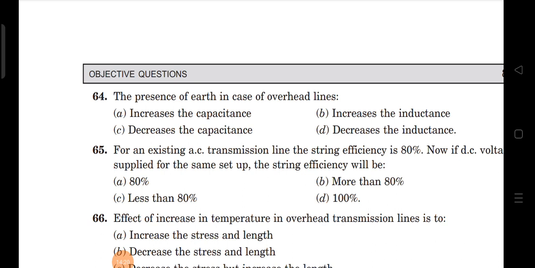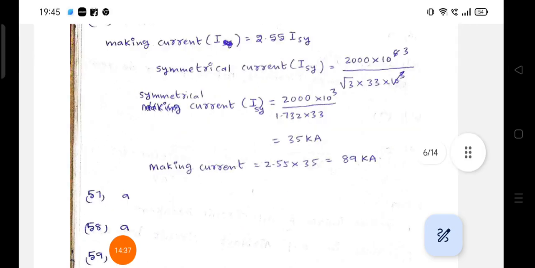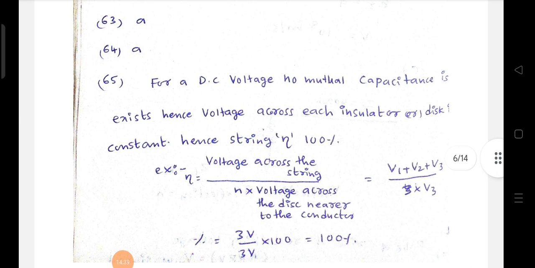Next, 65th one. For an existing AC transmission line, the string efficiency is 80%. Now if DC voltage is supplied for the same setup, what will the string efficiency be? Now see here, if DC voltage is given, no mutual capacitance exists, right? Hence the voltage across each disc, for example let us consider 3 discs, will be V1, V2, V3. All voltages will be equal, that is V1 is equal to V2 is equal to V3.